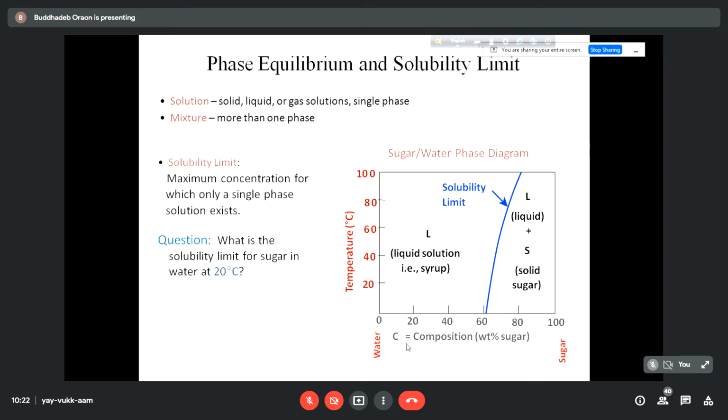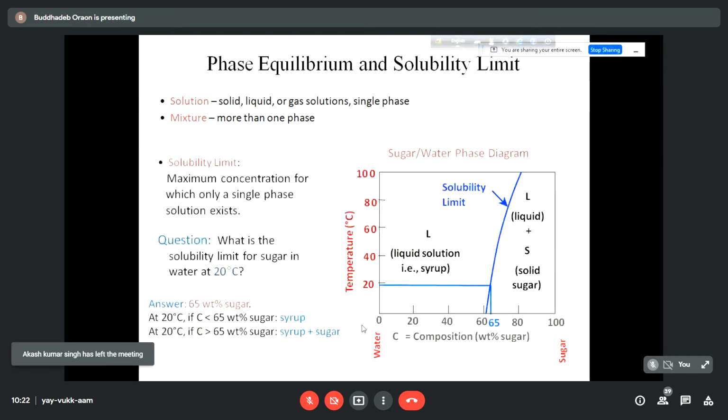So we'll find that this green line indicates the solubility limit. When we are increasing the temperature and also increasing the composition, the solubility limit changes like this. So from here we can understand that for a particular composition, say we are taking a composition of 65% sugar, at a particular temperature, say 20 degrees centigrade, we are getting this.